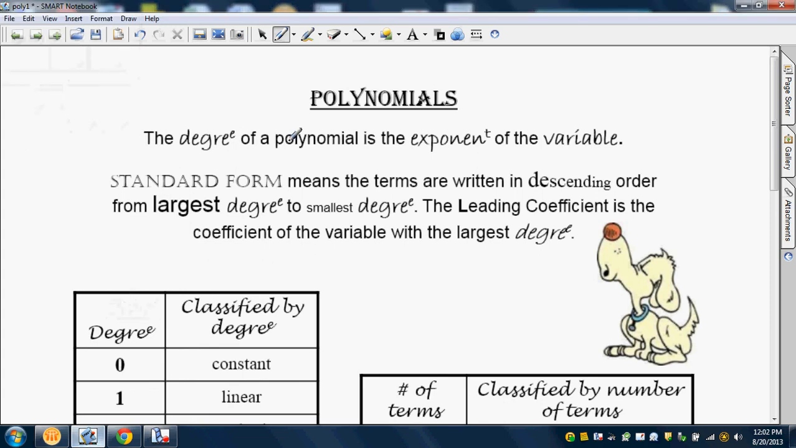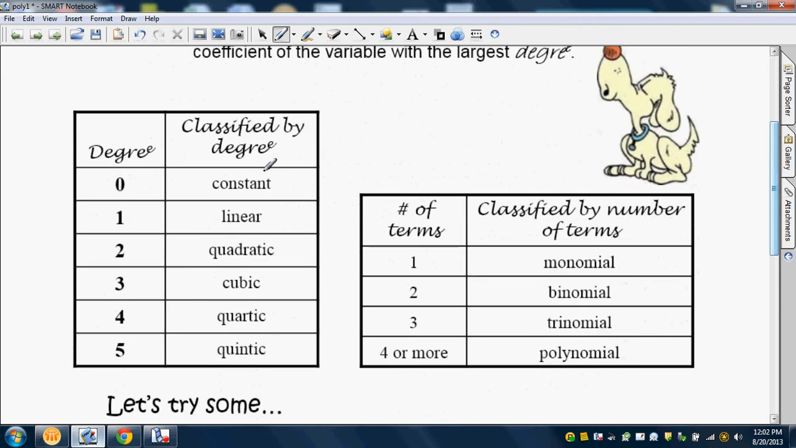All right, I'm going to discuss polynomials, what they are, how to write them in correct standard form, how to classify them, and then also how to simplify them by combining like terms. So with polynomials, and I'm looking right here on this part of the screen, this is the sheet that you received today in class.